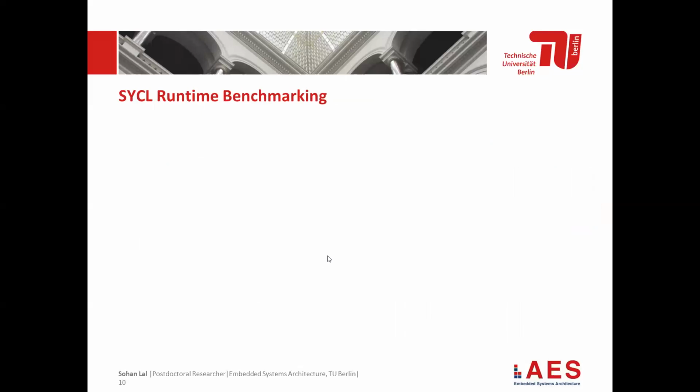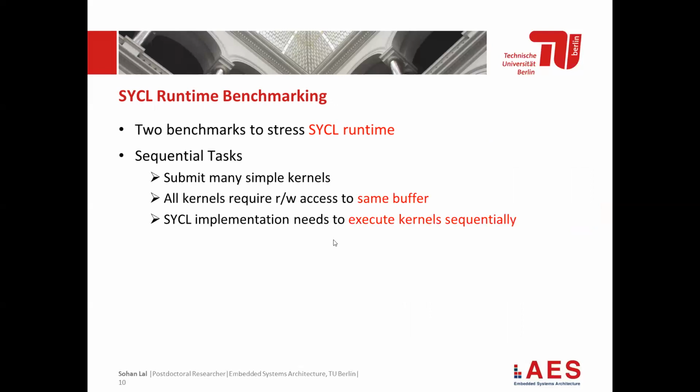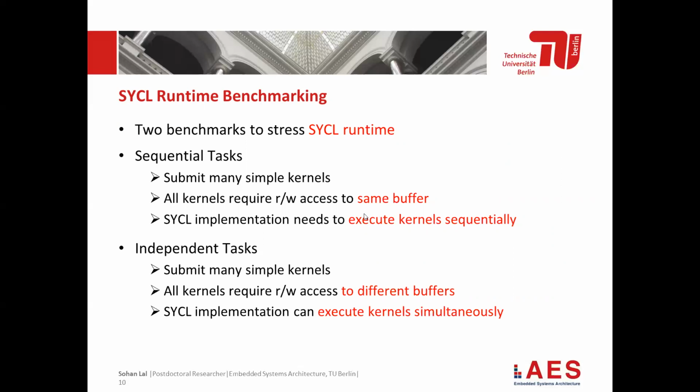Now let's talk about the SYCL runtime benchmarking. We use two benchmarks to stress a SYCL runtime. Each benchmark has many kernels that generate different tasks, which we use to stress the different aspects of the SYCL runtime. In the first benchmark, called sequential task, we submit many simple kernels. All kernels require read-write access to the same buffer. Therefore, the SYCL implementation needs to execute them sequentially. In the second benchmark, called independent task, we again submit many kernels, but this time all kernels require read-write access to different buffers. Therefore, the SYCL implementation can execute them simultaneously. As the kernels are very simple and trivial, such as incrementing a counter, most of the execution time can be attributed to the SYCL runtime, such as scheduling latency.